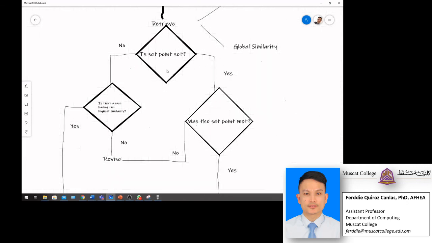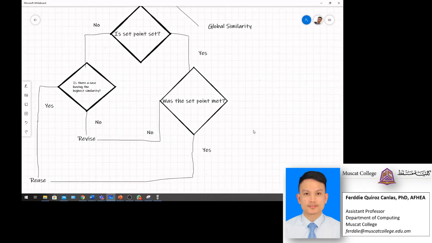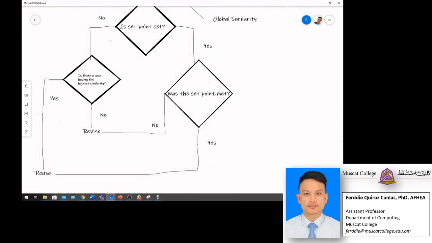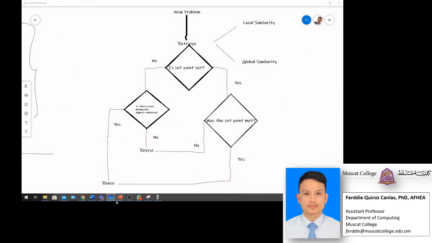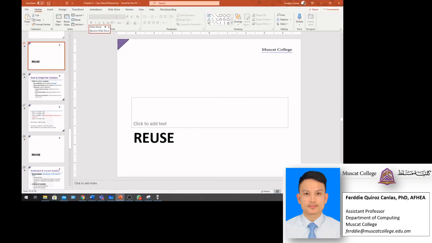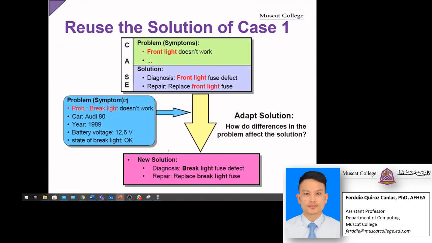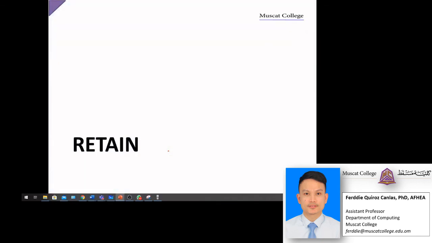Now, if there is a set point set, you have to look at this. If there's a set point, then you have to ask, was the set point met? If the answer is yes, go reuse it. If the answer is no, then you have to revise it. Okay, basically this is the flow chart that you're going to do for the CBR. So then, after doing the revision, you can go with the reuse or revise. It's all up to you. And then you have to go with the retain.